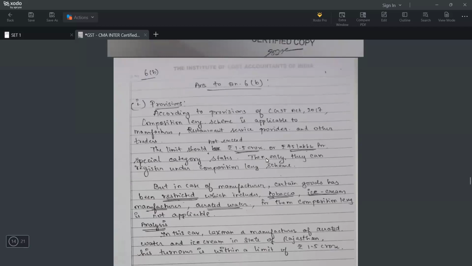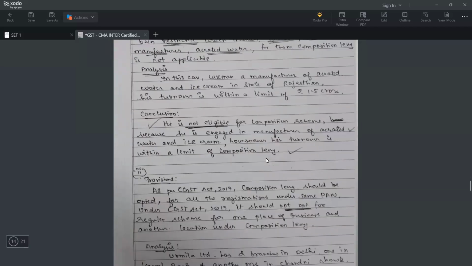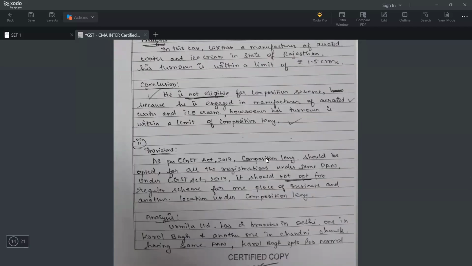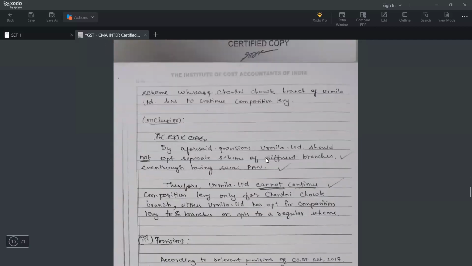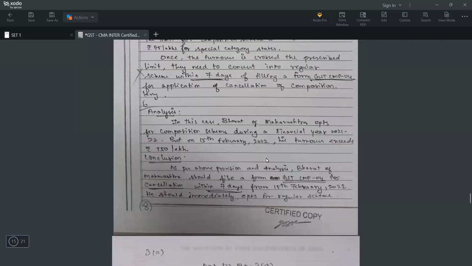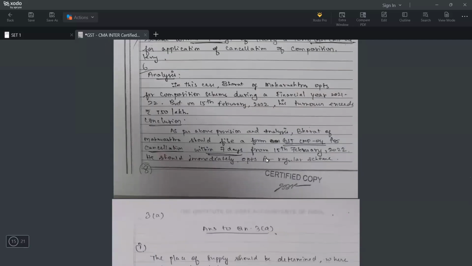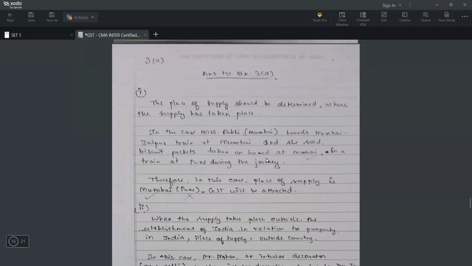What are the provisions you studied? Just write them. What is a composite supply? What is everything? And do an analysis part and give a conclusion in one or two lines. Okay, that's why you need to do it for everything and it will be easier for you. You can score very good marks also.